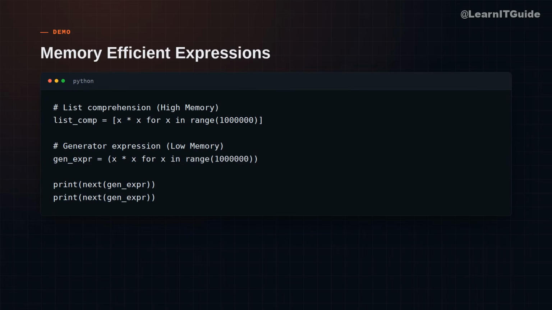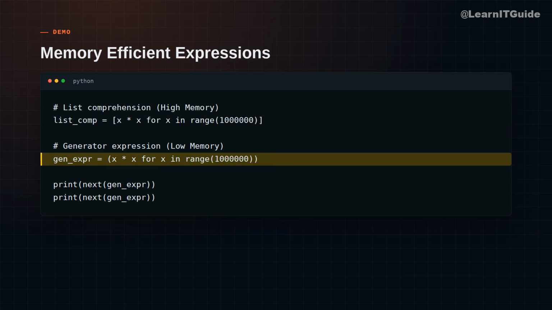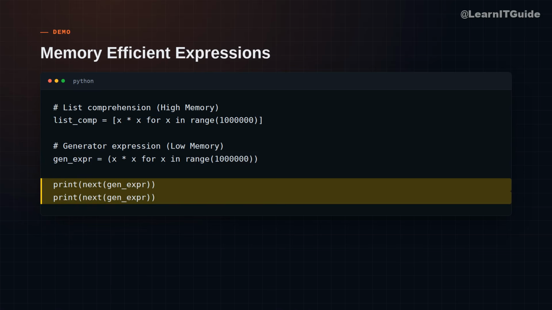You have probably used list comprehensions before, but notice the difference on screen. Using square brackets creates the entire list in memory immediately. Using parentheses creates a generator expression. This calculates the square of x only when you call next. For 1 million items, the list comprehension would eat up several megabytes of RAM.